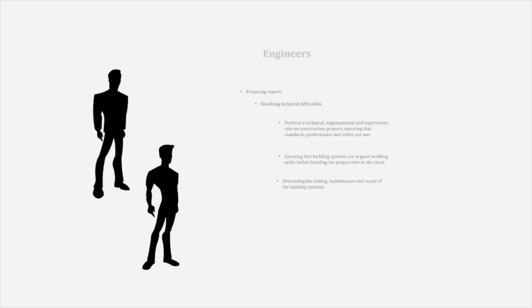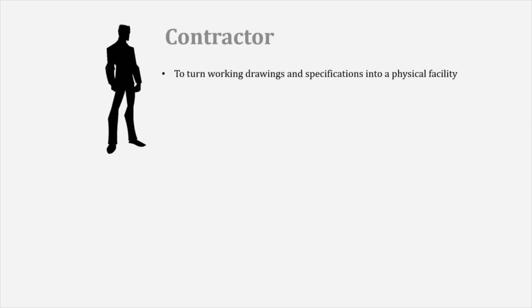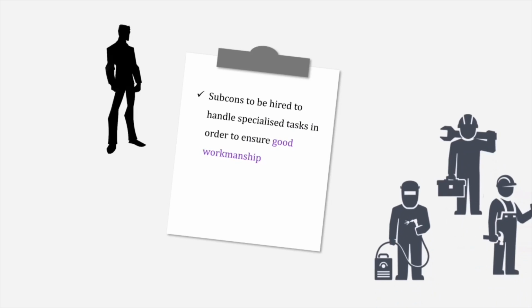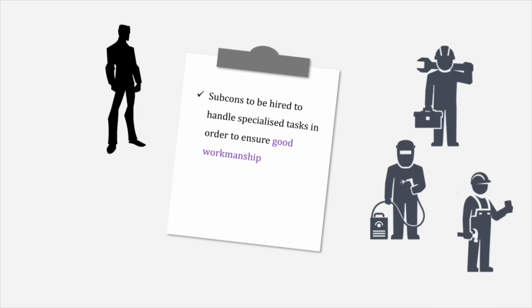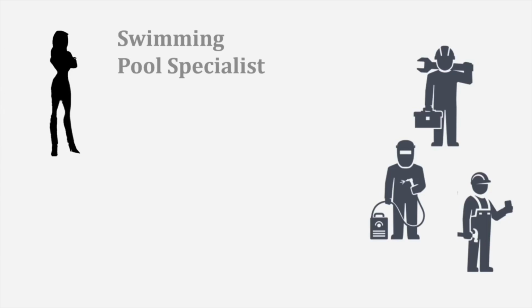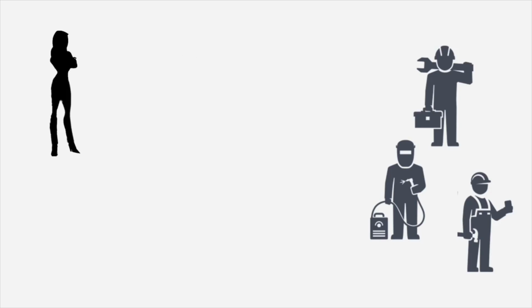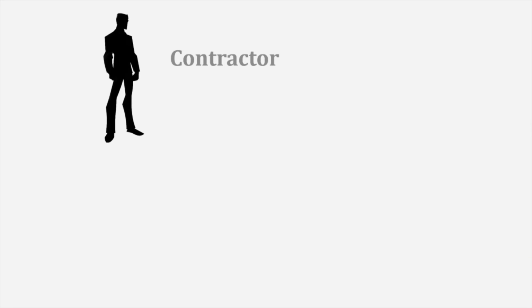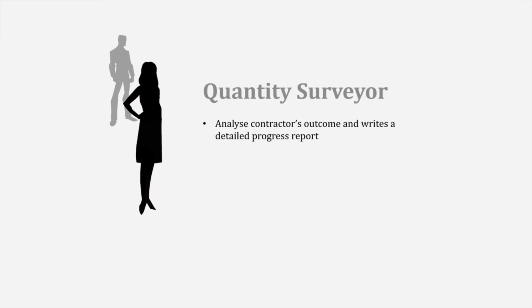The contractors are responsible for turning working drawings and specifications into a physical facility and ensuring the safety manual is followed. The contractor will also hire subcontractors to handle specialized tasks in order to ensure good workmanship. Meanwhile, the swimming pool specialist is responsible for constructing and managing the construction of swimming pools. For the payment process, the contractor will submit interim claims. The quantity surveyor will then analyze these claims and write detailed progress reports.